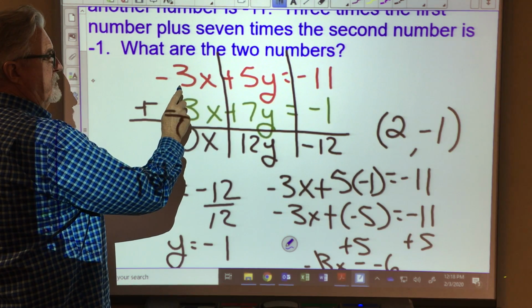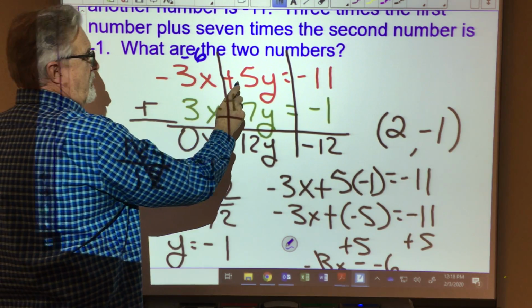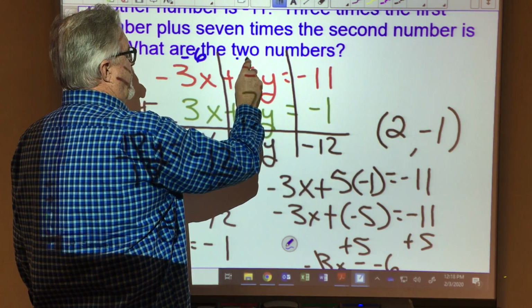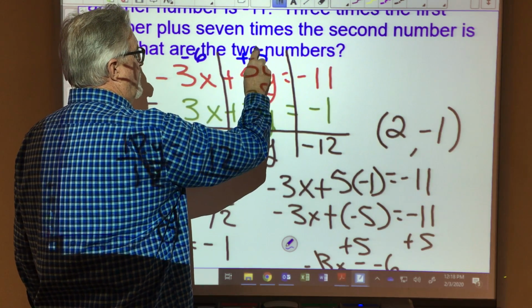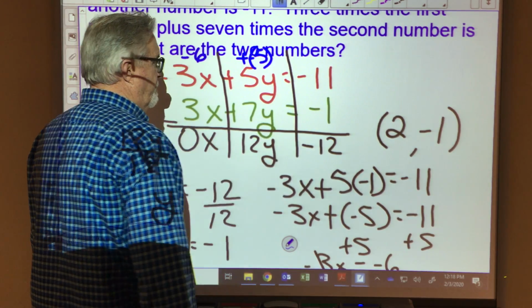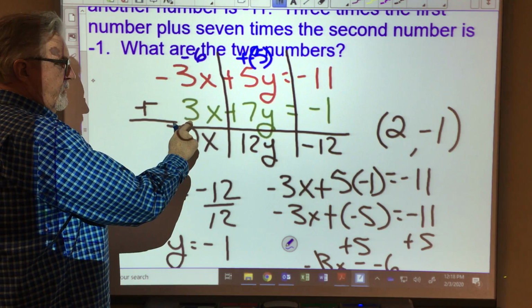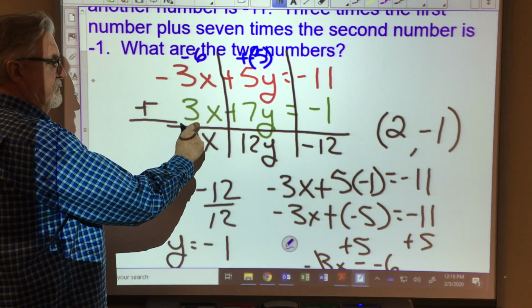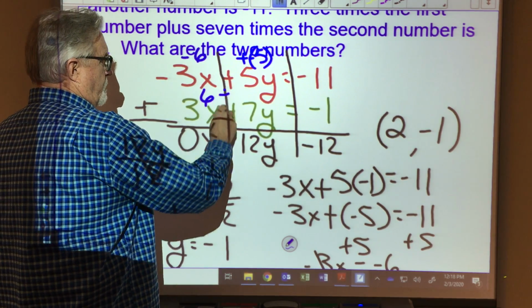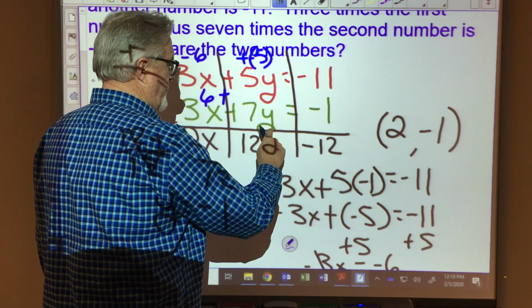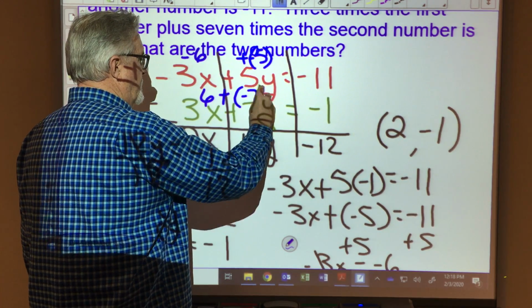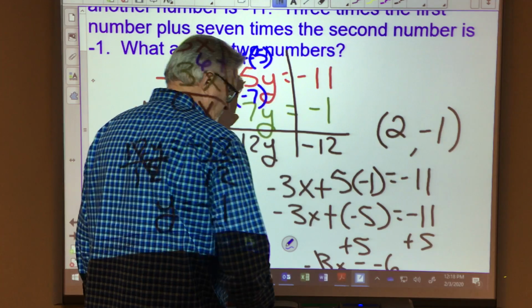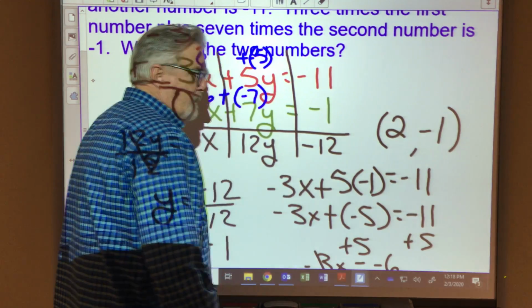Negative 3 times 2 would be negative 6. 5 times negative 1 would be negative 5, plus a negative 5, which would be negative 11. Down below here, we have 3 times 2, which would be 6, plus 7 times negative 1, which would be plus negative 7, which results in a negative 1.